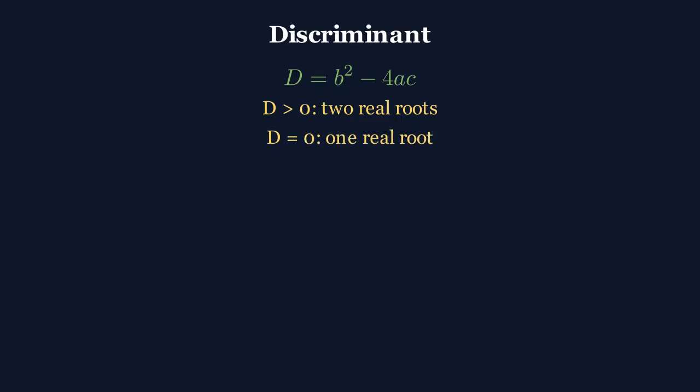The discriminant is the expression under the square root, b squared minus 4ac. It tells us the nature of the roots before we solve. If the discriminant is positive, there are two real roots. If it is 0, there is one real root. If it is negative, there are no real roots.